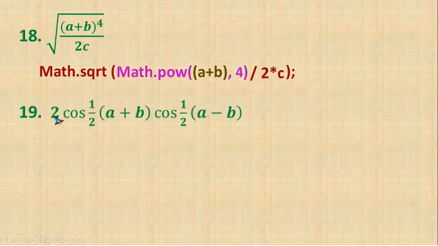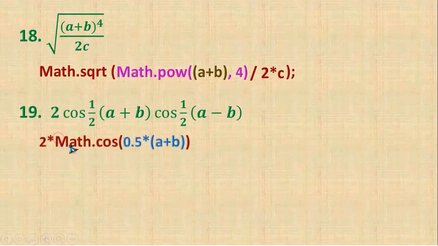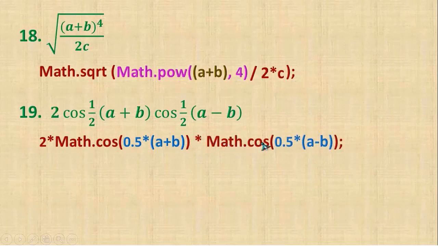Next we have 2 cos half of a plus b and cos half of a minus b. So here no symbol is given. So that is, as per mathematical rule, it is a multiplication. So we have to be careful while writing Java statement. So 2 into Math.cos of 1 by 2 you can say as 0.5 into a plus b into Math.cos of 0.5 into a minus b.